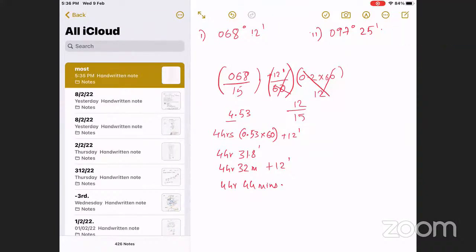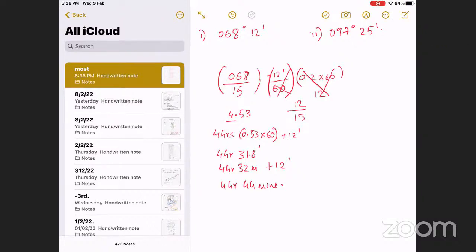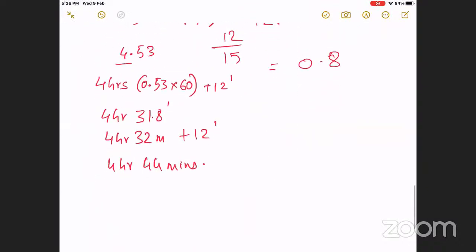Somebody was speaking, right? Was it Twarita? Yes, sir. Yeah, please go ahead. So I divided 12 minutes by 15, so I got 0.8. Then with the answer of 4.53, I did 0.53 into 60, that is 4 hours 31.8 minutes. So I took 32 minutes as a round off of 31.8 minutes. And then I added 48 minutes because of 0.8 into 60.